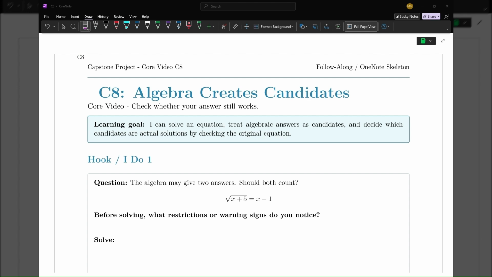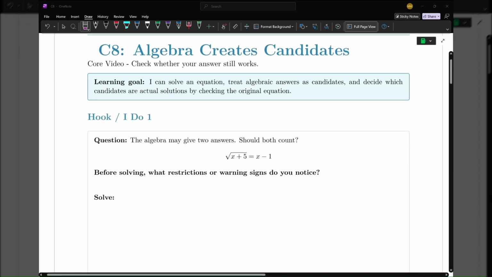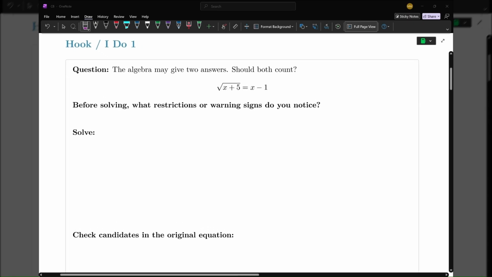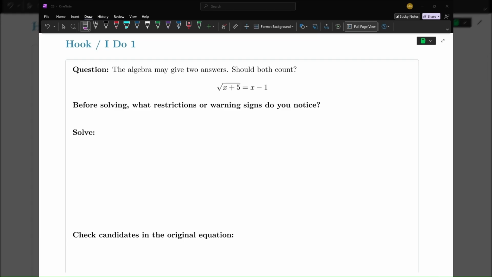The original equation. So, as always, we're going to jump right in with a hook, and this hook is woven right into the I do. So you can see, here's our first question. Square root of x plus 5 equals x minus 1. I'm going to tell you the algebra is going to give us two answers. Our question is, should both count?